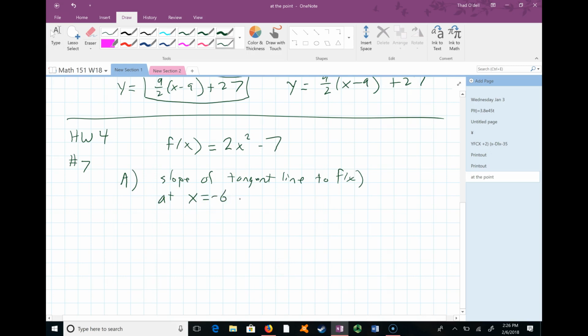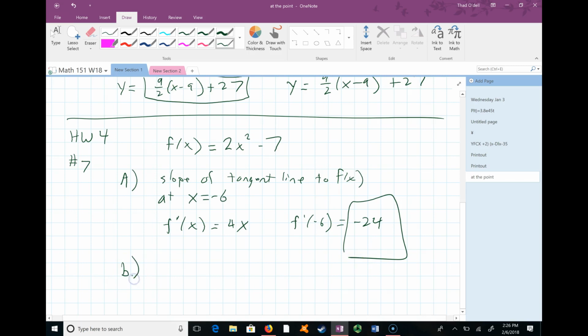So the slope of the tangent line, of course, is the derivative at that point. First I'll come up with a derivative of f, and that would be 4x, because the derivative of 2x squared is 4x, and the derivative of 7 is 0. Then we want to know what's the derivative evaluated at -6, and that would be -24. So that would be my answer, -24.